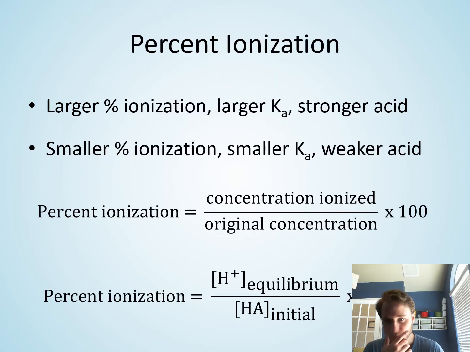In terms of percent ionization, it's defined as the concentration of what's ionized over the original concentration, which is basically the concentration of H plus at equilibrium over the original concentration of HA. The larger the Ka, the stronger the acid and the larger the percent ionization. That's what we're talking about.